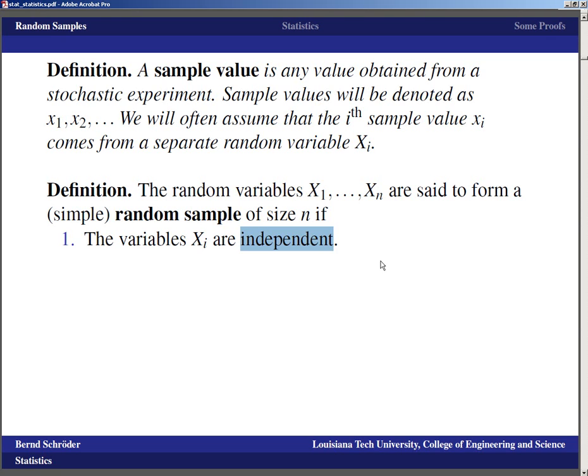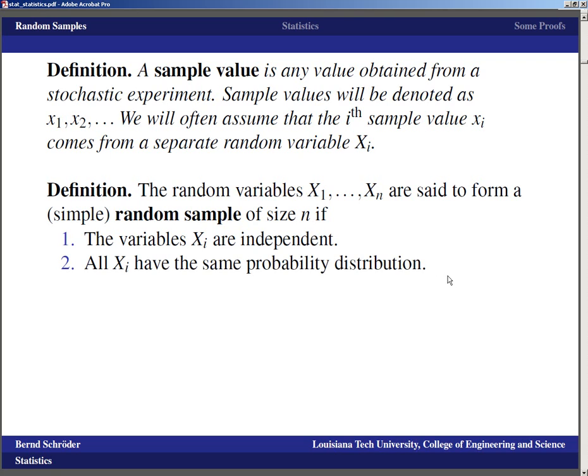Examples of things that are dependent are, for example, when you draw cards from a deck of cards without replacing the cards, because then which first card you draw affects what you can get on the second draw. So independent means that the measurements just don't influence each other. And the other thing then is that all of these random variables must have the same probability distribution.